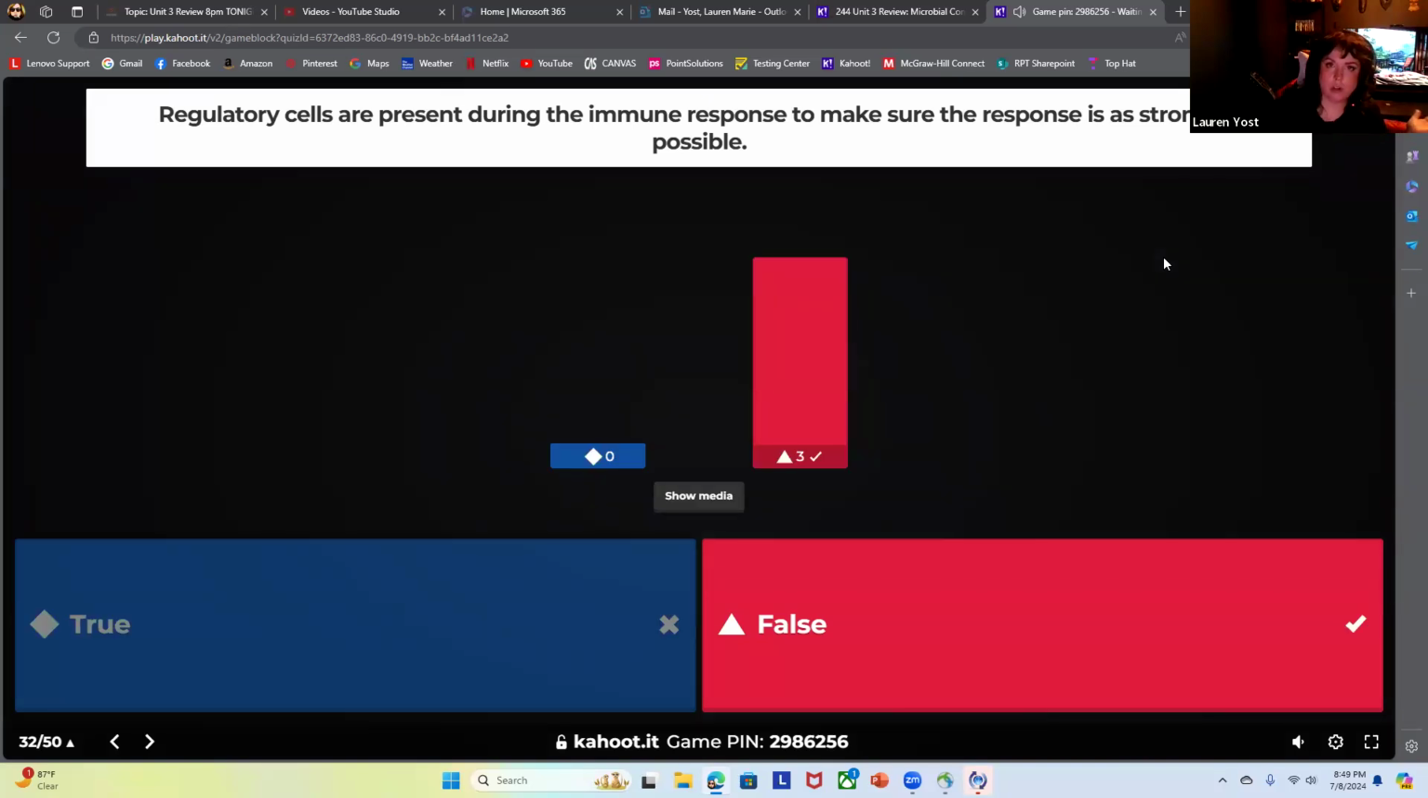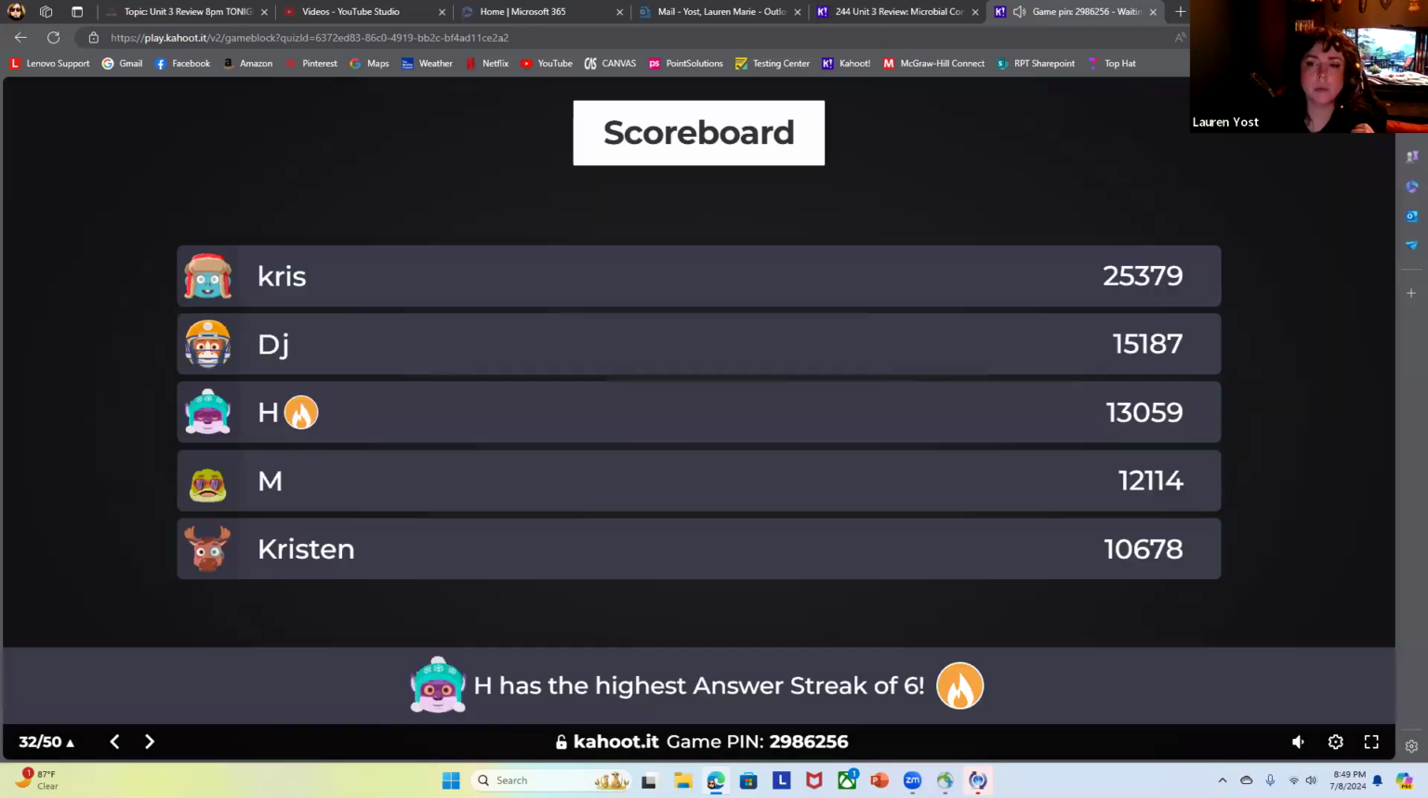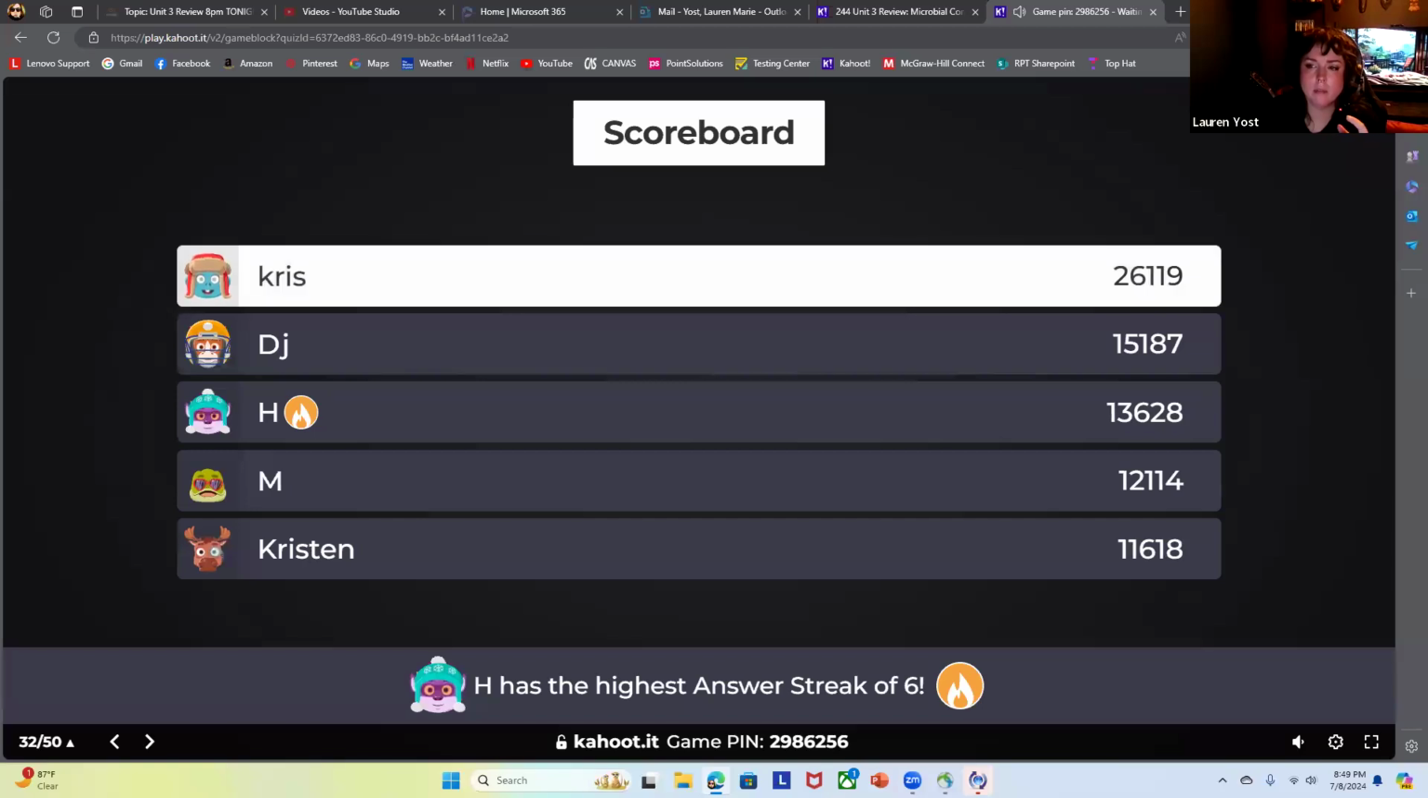All right, so this one's false. They're there to make sure that you don't overreact, to keep things in control. When that goes out of control, when we don't have proper regulation of these responses, that's when you can see things like toxic shock syndrome. So having an overreaction to something. So superantigen would be what does that, right?